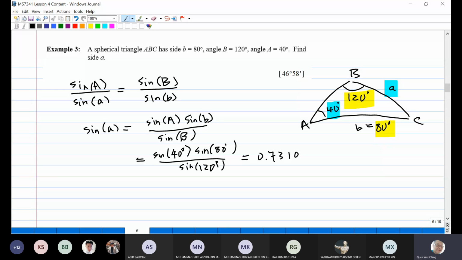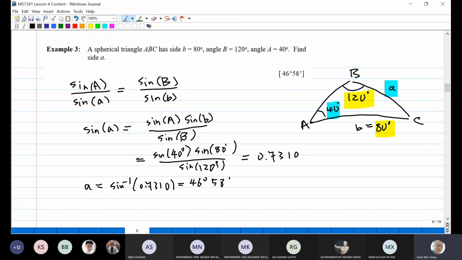Okay, so now you find A. A is equal to sine inverse of 0.7310, and then you get 46 degrees 58 minutes as the answer given to you.